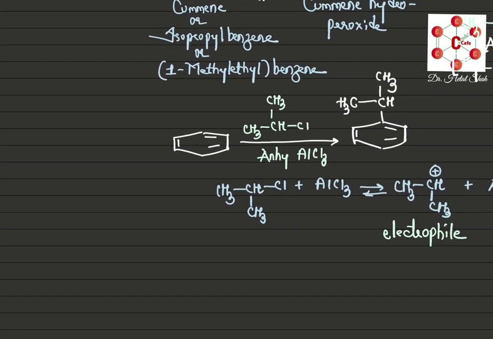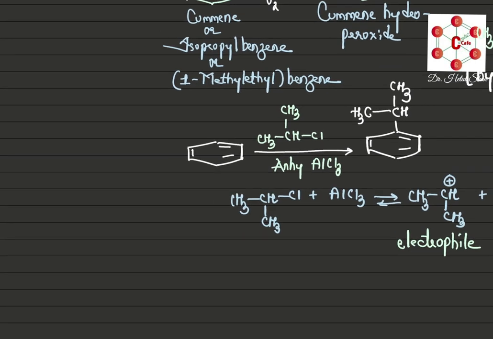Now, you could probably have another route. You could probably take CH3, CH2, CH2 and Cl and anhydrous AlCl3. But you might think this will not give us cumene. It'll give us what? Propyl benzene, not isopropyl benzene. Let's understand why so.